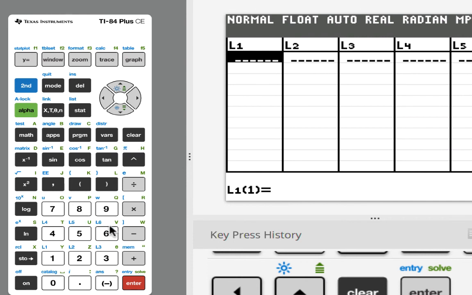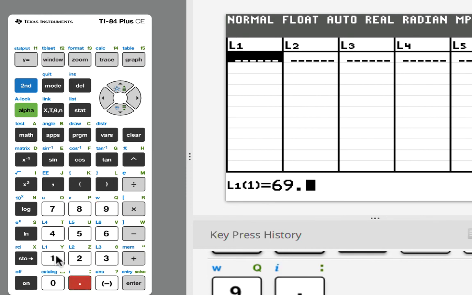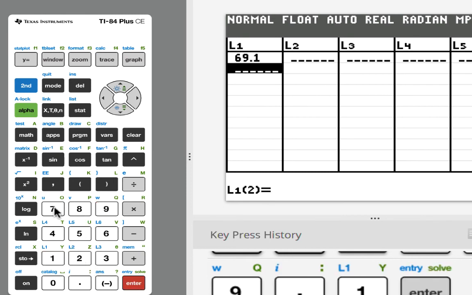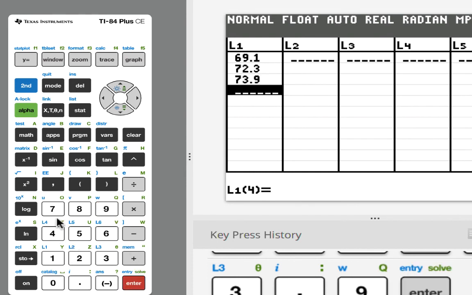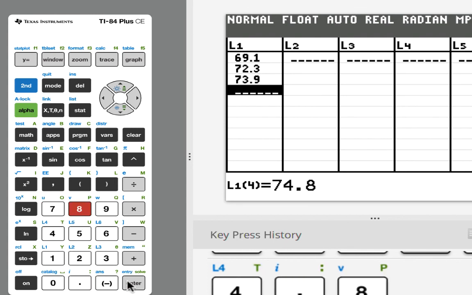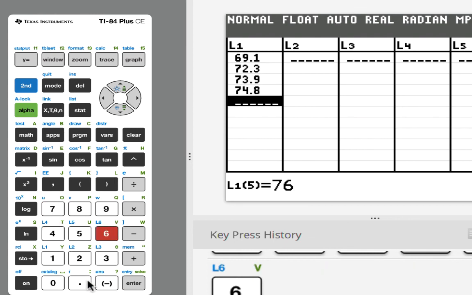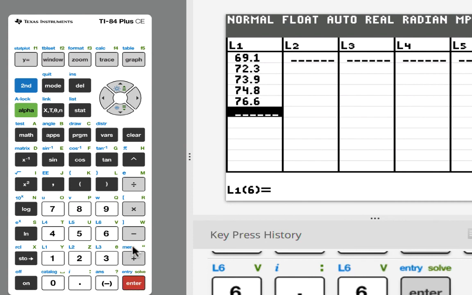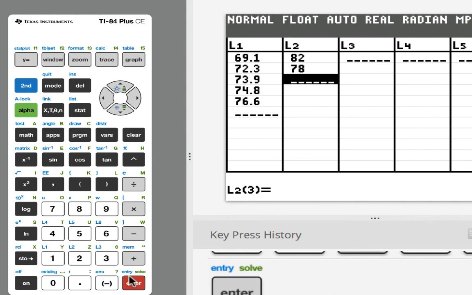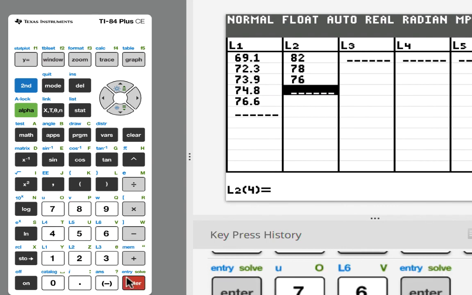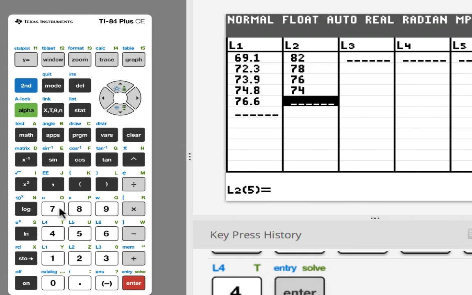Okay, now let's write down the temperature. Here is 69.1, then 72.3, 73.9, 74.8, and 76.6. The scores are in the second column: 82, 78, 76, 74, 71.